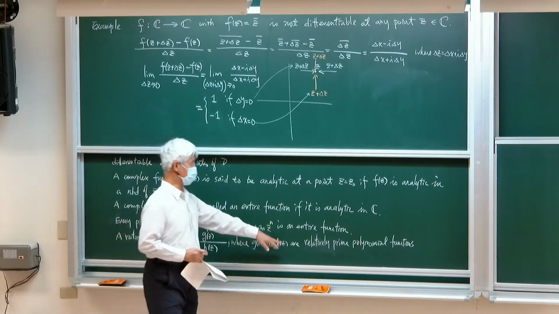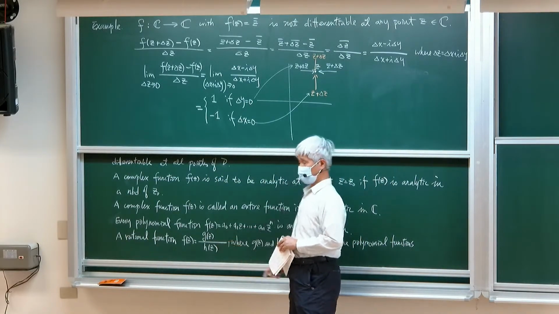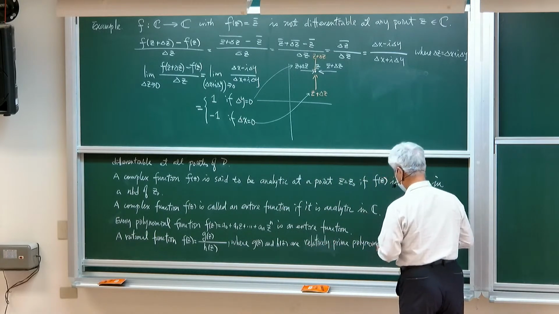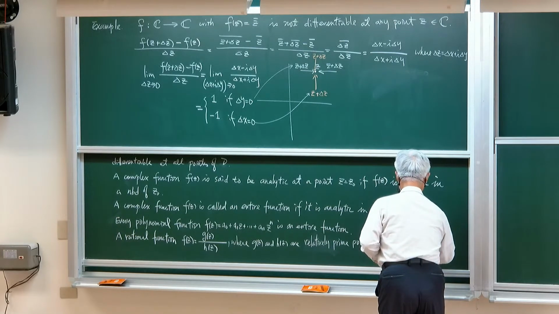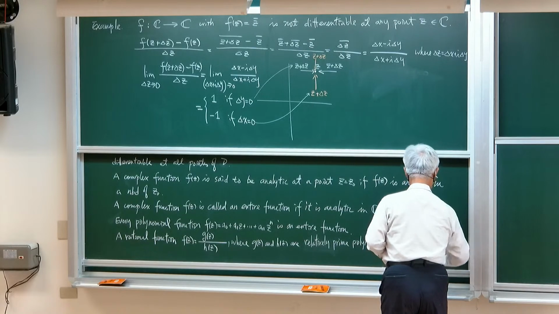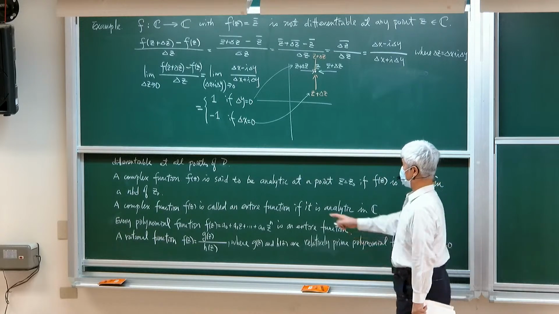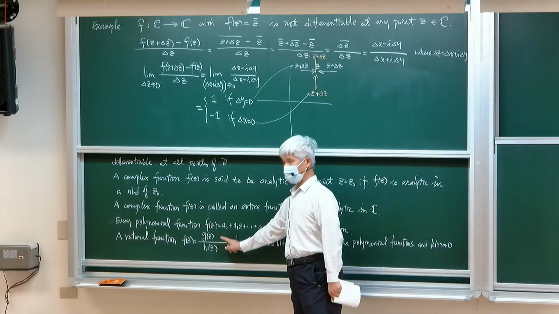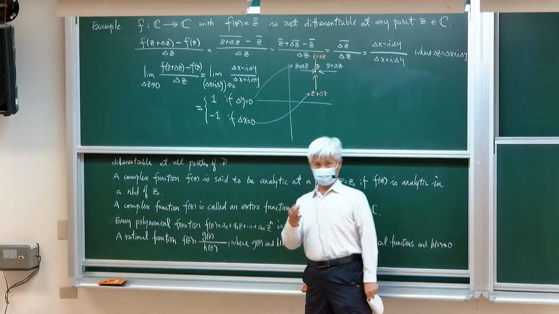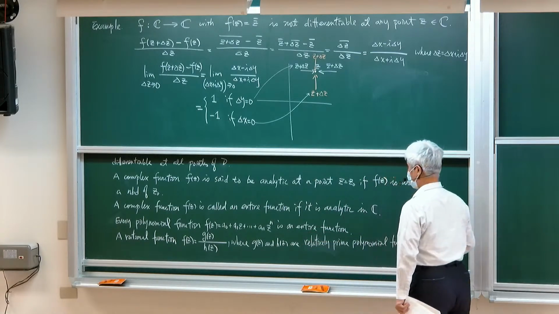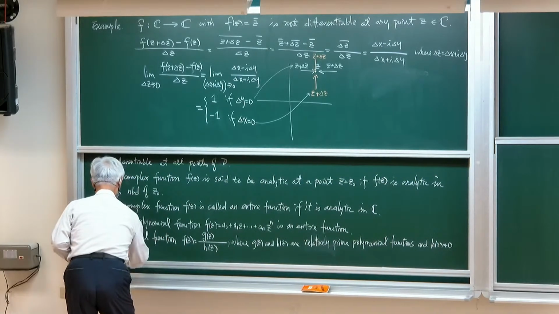So that is what we call relatively prime. That means they don't have common factors of degree greater than or equal to 1, and h of z is not equal to 0. The denominator cannot be 0. So a rational function can be expressed as a ratio of two polynomials.